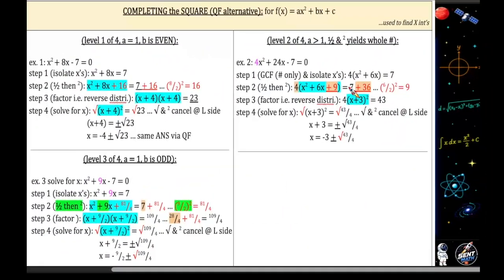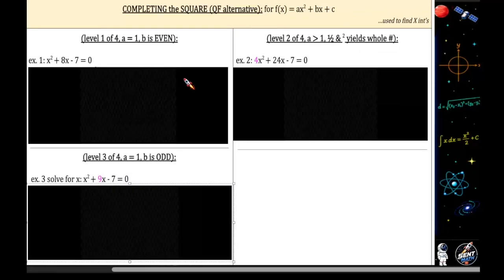All right, folks, here is a lesson on how to complete the square, which is a quadratic formula alternative. And just like with the quadratic formula, we use completing the square in order to find the x-intercepts. Okay, when we have a quadratic function that is in this form right here, or that looks like this. So what you see on the screen over here are 3 levels out of 4 levels of completing the square.